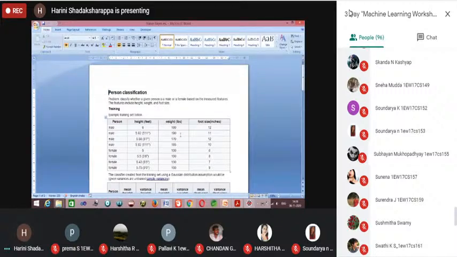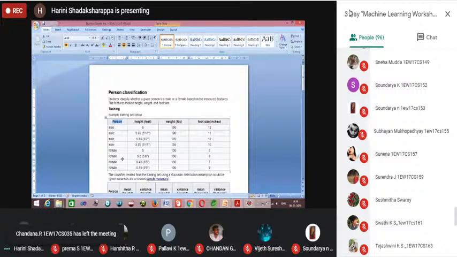So what is this problem? How is this example going to work? This is about whether a given person is male or female based on measured features. The features are given here. This is your training set. Usually in classification, the person, the target concept or classification, comes in the extreme right column, but here they have given it on the left, in the first column.